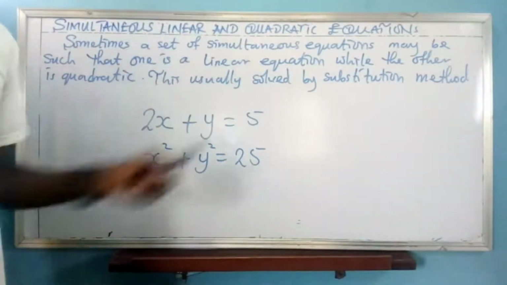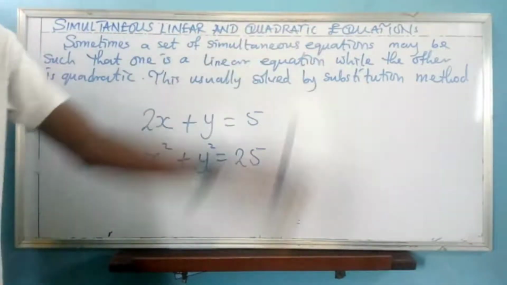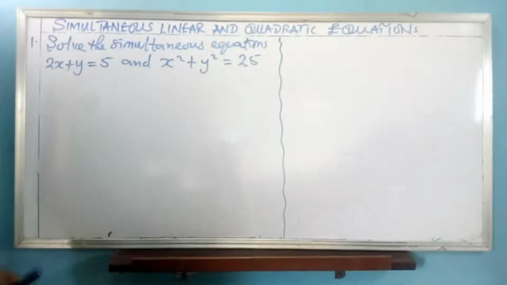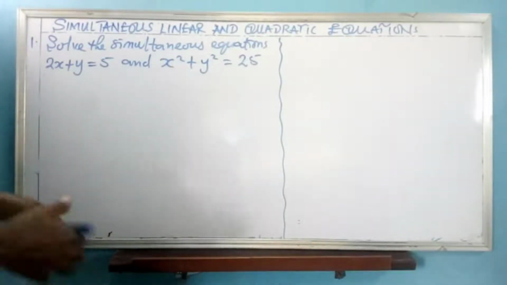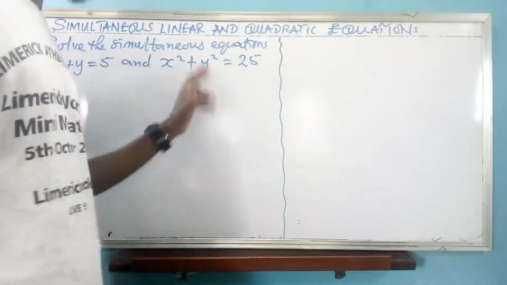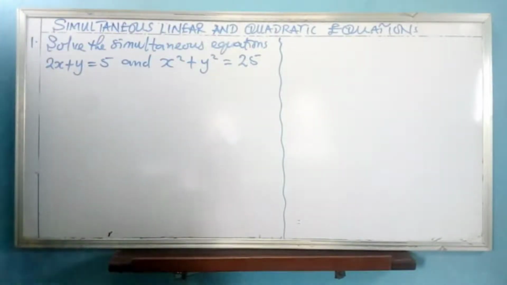I want to clean this one because I just want to use this as a paraphrasing of what we want to talk about. Okay, fine. Now let's look at the question. The question says solve the simultaneous equation 2x plus y is equal to 5 and x squared plus y squared is equal to 25. Very good.